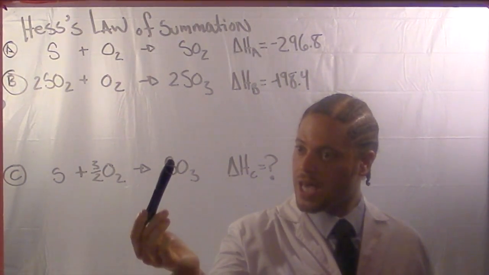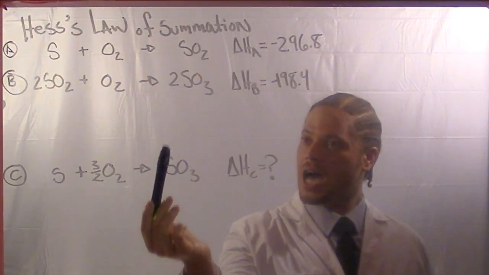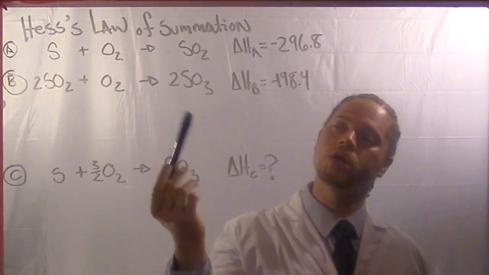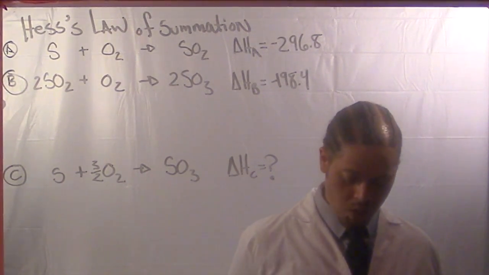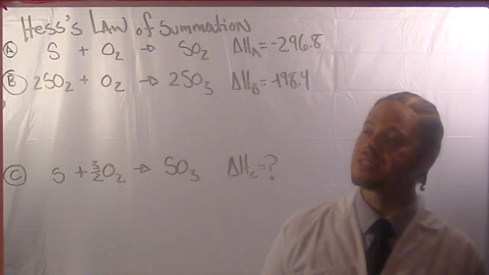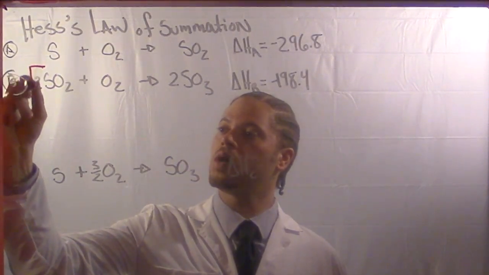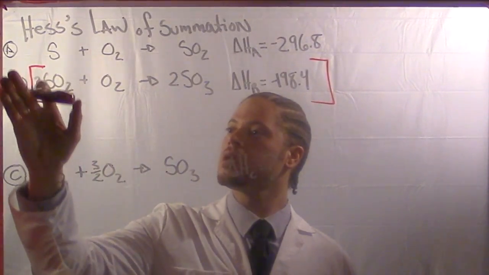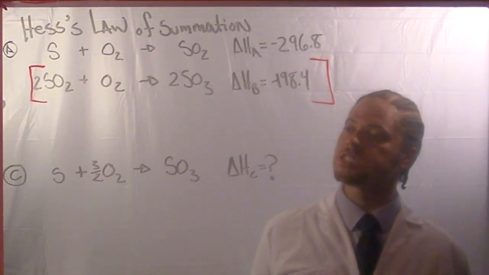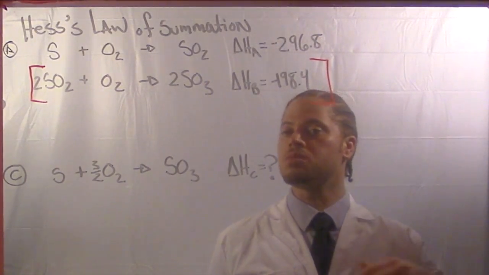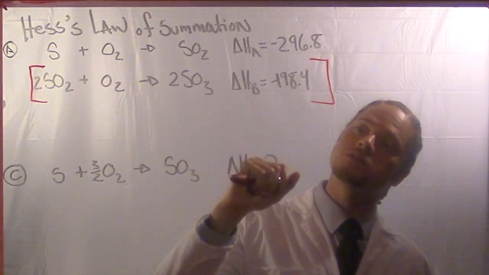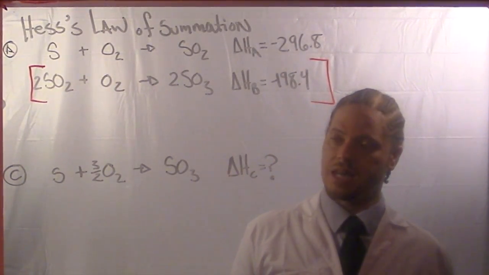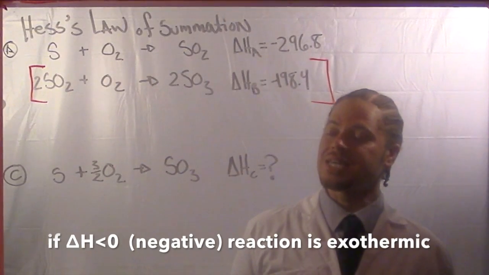That means I've got to get it to look like this. I've got to get 1 equivalent of SO3. So you ask yourself, what times 2 is 1? 1/2. You multiply the entire reaction by 1/2. And this is where thermochemistry relates to stoichiometry. When you change the stoichiometric coefficient, you must change the amount of energy that is absorbed or released, and in this case, the negative value.